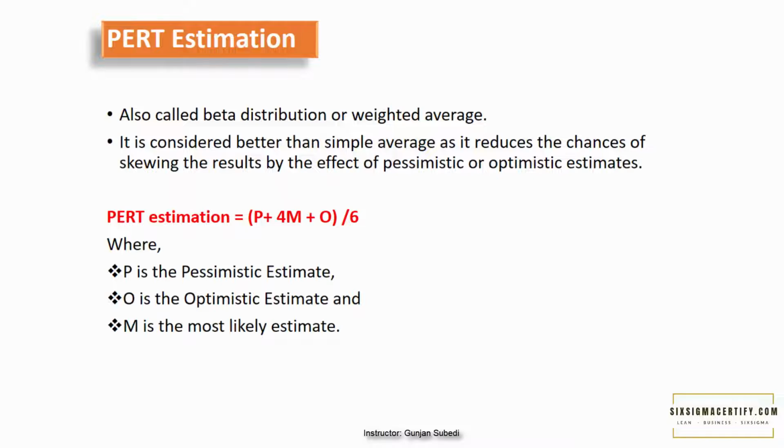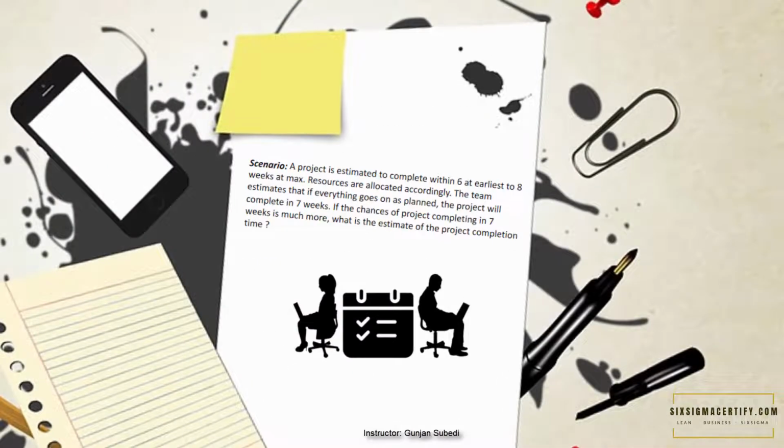Let's see one question for practice. A project is estimated to complete within 6 weeks at earliest to 8 weeks at max. Resources are allotted accordingly. The team estimates that if everything goes on as planned, the project will complete in 7 weeks. If the chances of the project completing in 7 weeks are much higher, what is the estimate of the project completion time? Note here, the question doesn't directly tell the name as pessimistic or optimistic estimate.